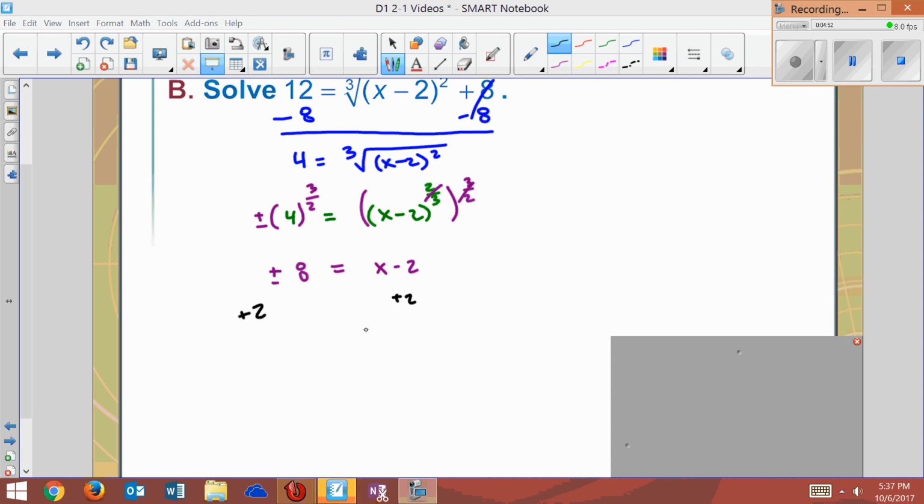and we add the 2 over here, we'll have that x is going to either equal, when you add, 10, or if it were negative 8, 2 plus negative 8 would be negative 6.